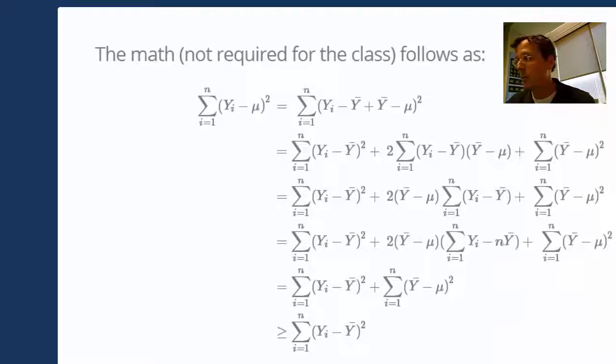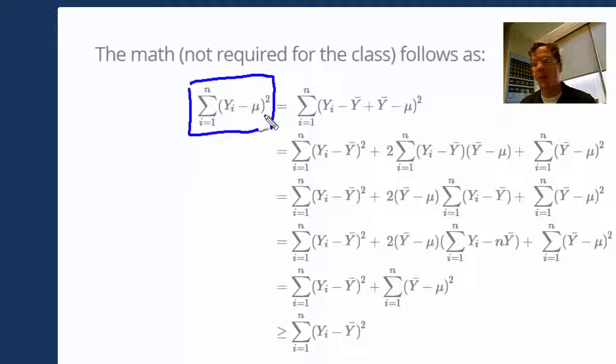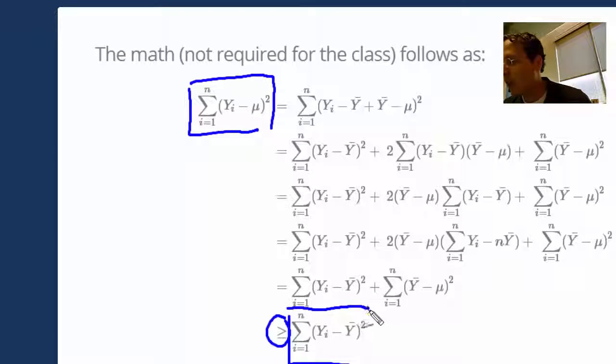Let's summarize. This function, for any value of mu, is larger than or equal to the specific case when we plug in y bar. Therefore, y bar has to be the unique minimizer of that equation.